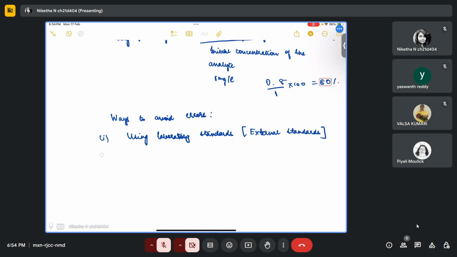Another option is we can use surrogate standards. Surrogate standards are very similar to internal standards. They are going to behave just like the compound of interest, but they are not that compound. They are something else. And the third method is by using matrix spiking.